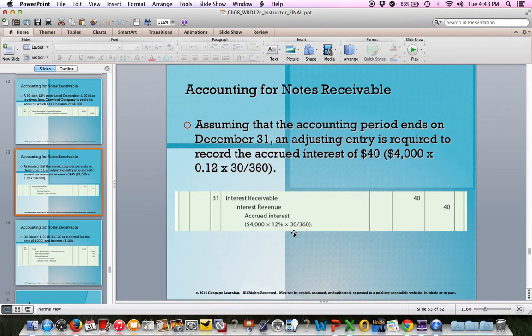Okay, so the 31 days in December minus the day 1 when the note was issued gives me 30 over 360, which gives me $40 of accrued interest receivable on December 31. So I debit interest receivable. I earn the revenue simply due to the passage of time by holding the note. So I've earned $40 worth of revenue.